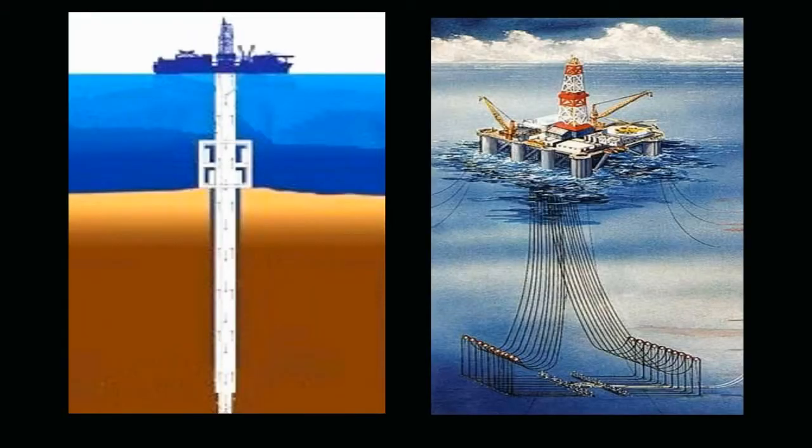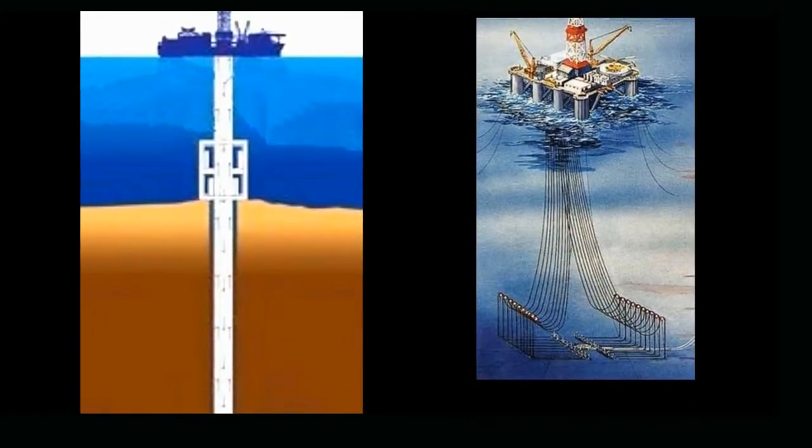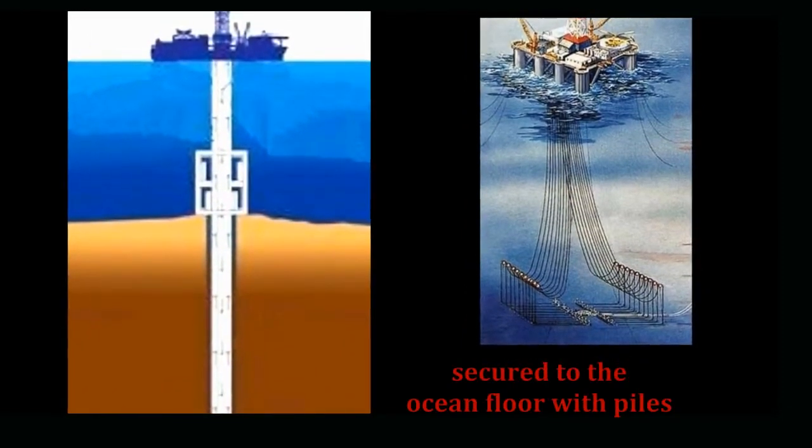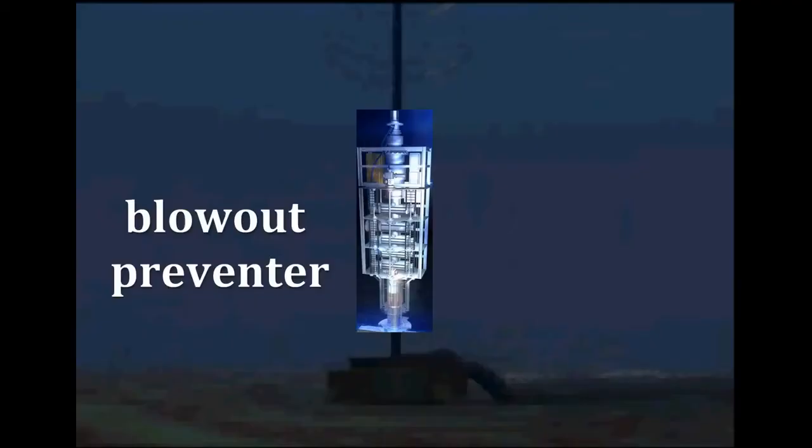With floating units like drill ships or semi-submersibles, a guide structure is fastened to the bottom of the body of water and secured to the ocean floor with piles. The blowout preventers are then latched into the guide structure on the seafloor and then connected to the surface via a marine riser. These risers function as conductor strings.